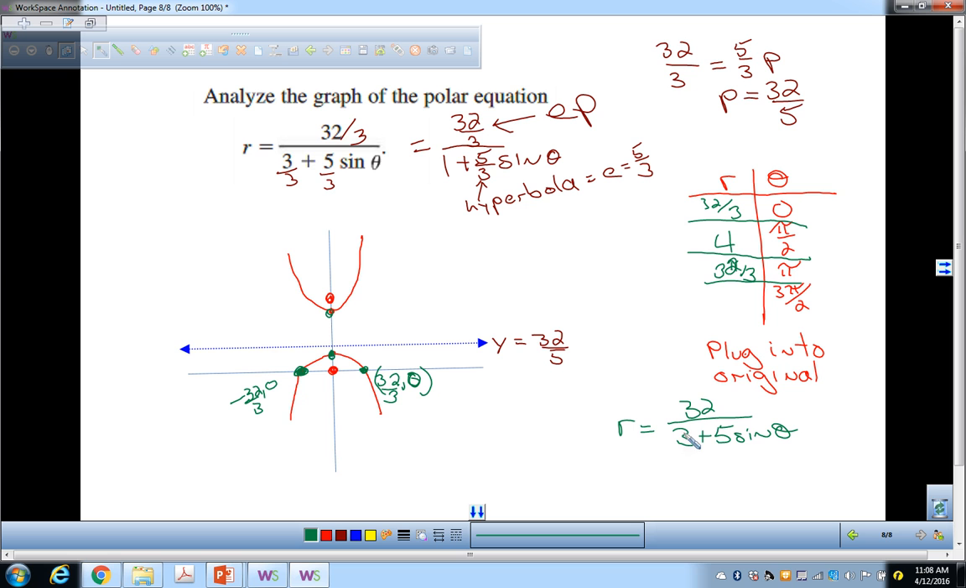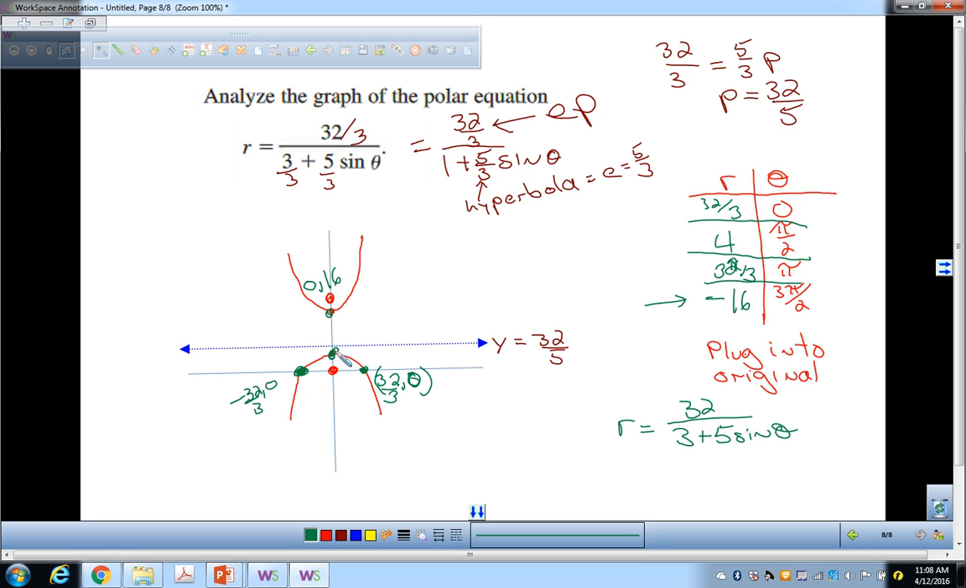Negative 1. 3 minus 5 makes negative 2. 32 divided by negative 2 is what? Negative 16. So negative 16, 3 pi over 2 is way further away, you understand that, guys? So this point right here corresponds to this one, because I go back 16 and around 3 pi over 2. So in rectangular form, this would be 0, comma, 16.